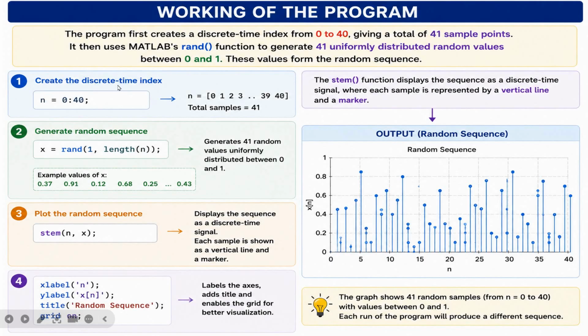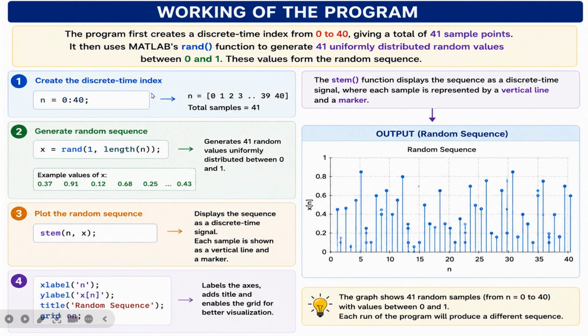Here we'll create a time index first. This program creates a discrete time index from 0 to 40. That is, we are giving a total of 41 sample points, so 0 is also included here: 40 plus 1, 41. Then by using MATLAB's function rand, we generate 41 uniformly distributed random values between 0 and 1. That is, the amplitude will range between 0 and 1. And these values form the random sequence.